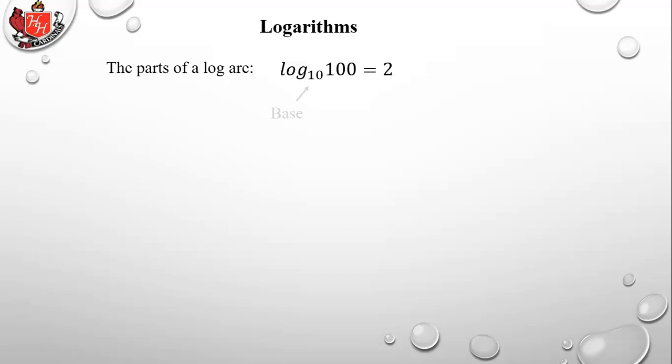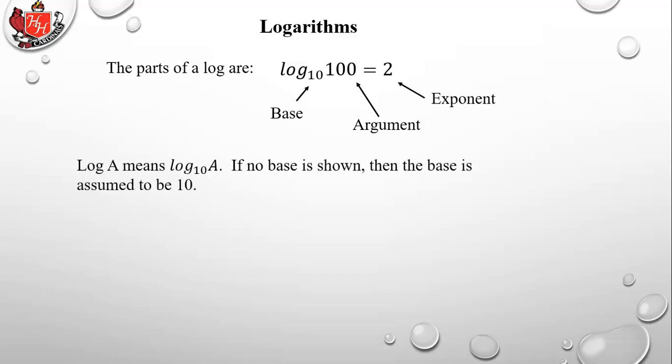So the parts of the log are the base, this is called the argument, you'll never hear us use that word, but that's what it's called, and this is the exponent. Log a means log base 10 of a. If there is no base, then the base is assumed to be 10. So if it just said log a, you would assume that it's base 10, because that's the base we work in every day with math.